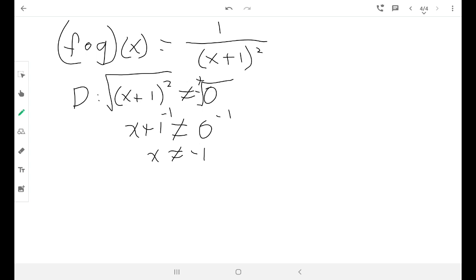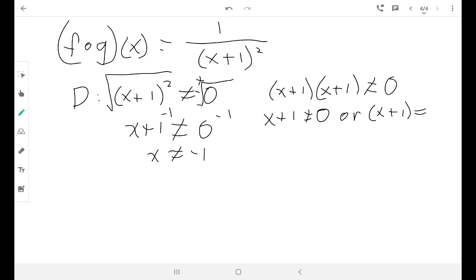I can show you this in another way. Instead of writing x plus 1 squared, I could write what the multiplication actually means, which is x plus 1 times x plus 1. And then you use the zero product property to say either that first thing cannot equal 0, or that second thing cannot equal 0, and then you solve them both. So x cannot equal negative 1 there, or x cannot equal negative 1 there.